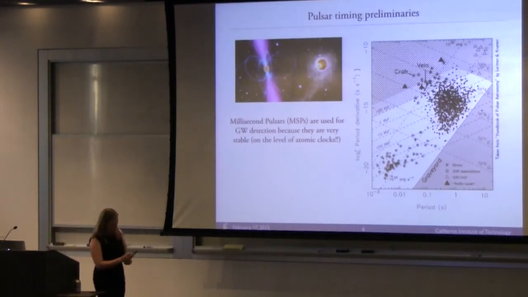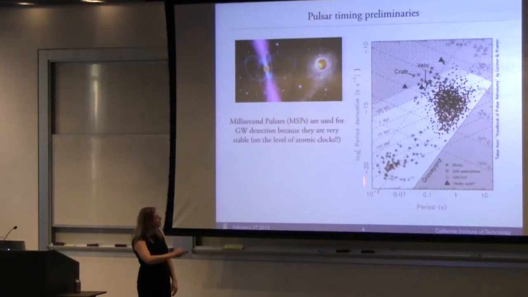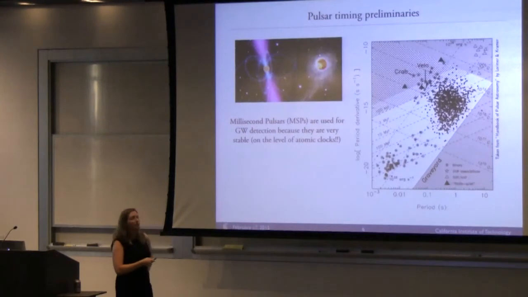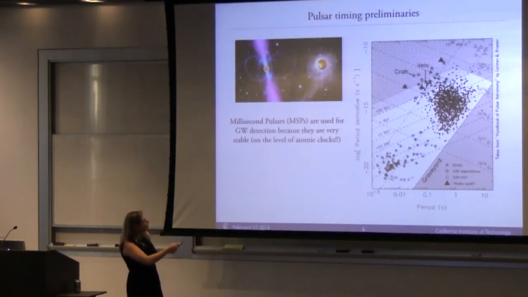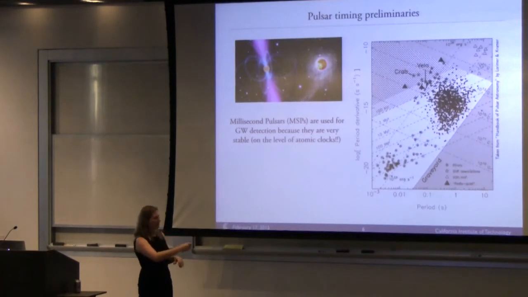So this diagram over here is called a P-Pdot diagram, and you have the log of the period derivative on this axis and the period here. This diagram is effectively showing you the lifespan of a pulsar. Pulsars are born in supernova explosions, and they tend to be born in this upper right-hand part of this plot. Over their lifespan, they evolve down these dashed lines of constant magnetic field while emitting radio waves, until they get into this graveyard zone. They're emitting radio waves, so they're losing energy, and that's why they go down into this graveyard zone.